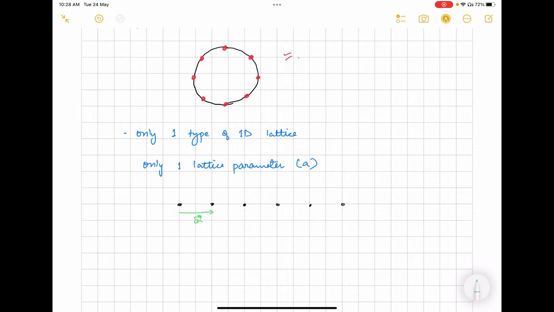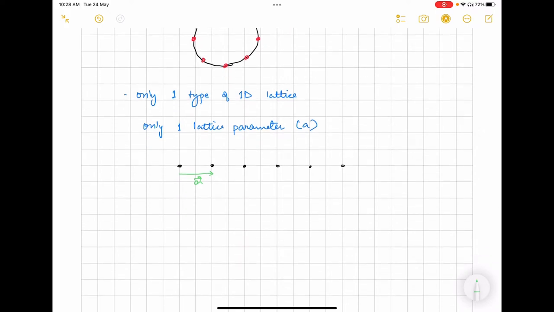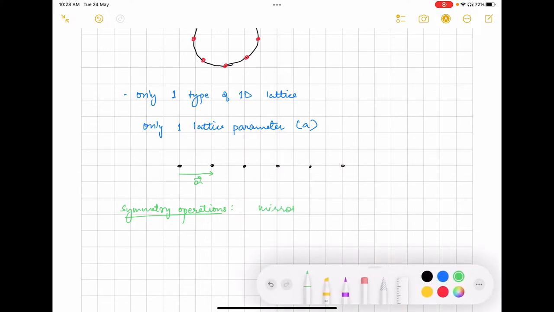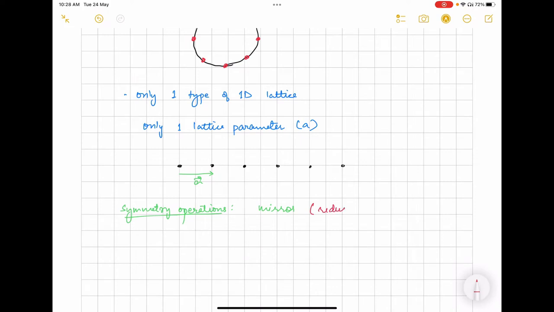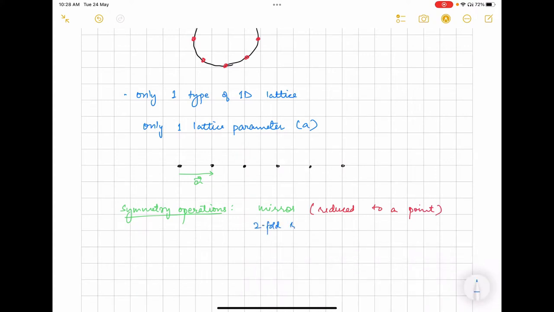Okay, so in 1D, what all operations can you have? You can have symmetry operations. The different symmetry operations that exist are mirror. In 1D, mirror is reduced to a point. Then next is two-fold rotation. This is an axis, but in 1D it is also reduced to a point. And the last is an inversion point.